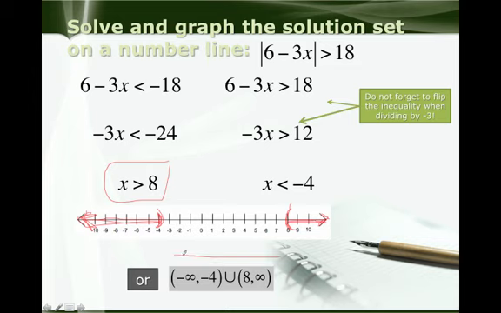Now I want to talk a little bit about this. We have two separate solution sets. We have x less than negative 4, and we have x greater than 8. So that gives me negative infinity to negative 4, and then please, pay attention to this little U right here. U stands for union, and that means or. So my solution is less than negative 4, or it's greater than 8. This is the math notation for saying or. Again, that U stands for union. I need to union these two intervals.